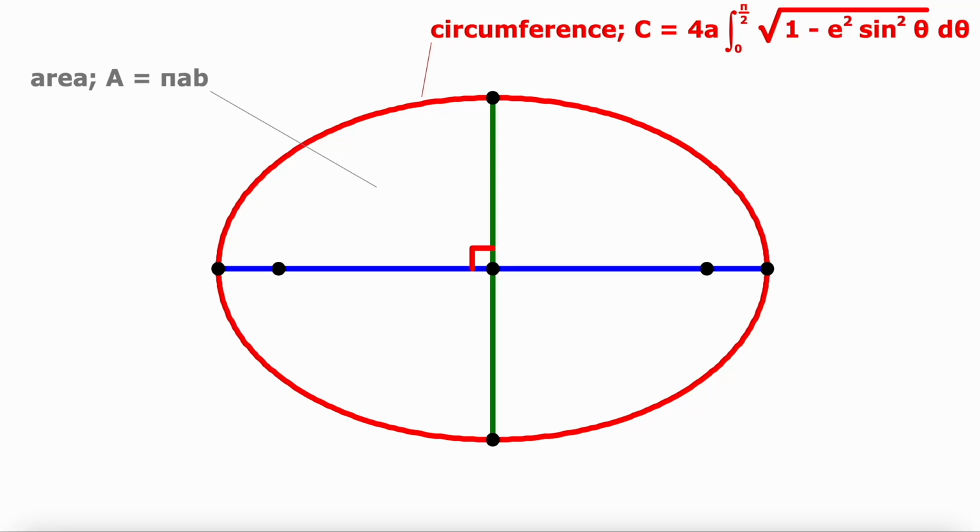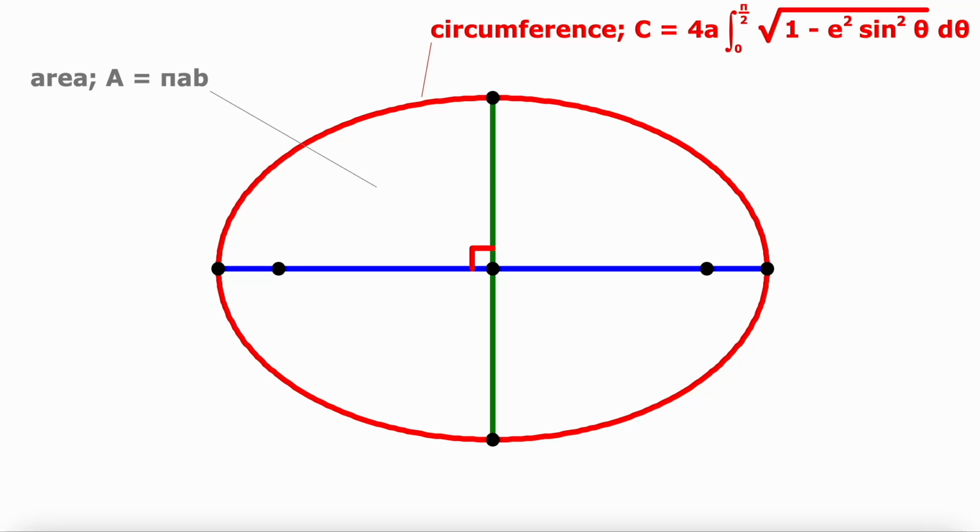And the area of an ellipse is the size of the surface enclosed by the ellipse. To calculate the area of an ellipse, we use the formula A equals pi times a times b, where a is the semi-major axis and b is the semi-minor axis.